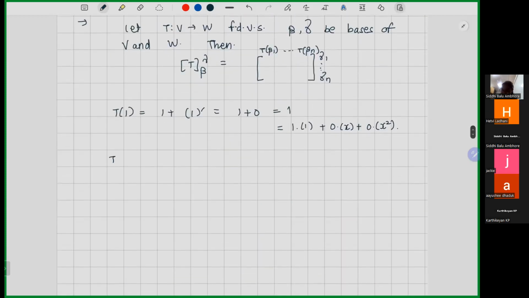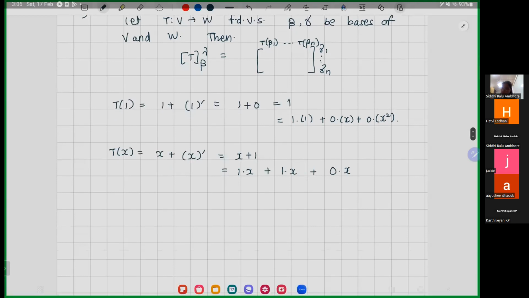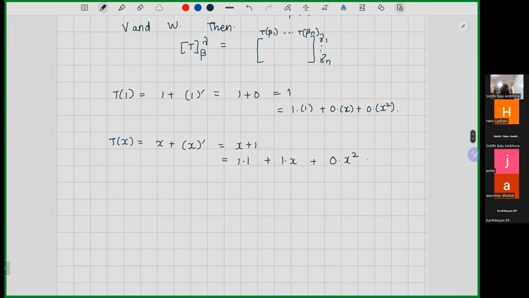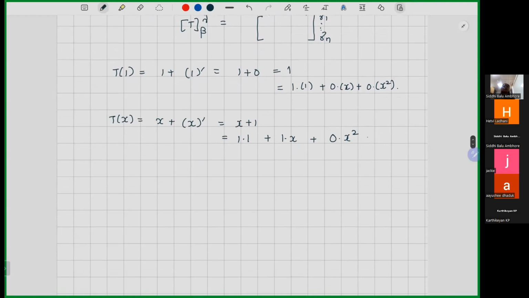Similarly, I have to do this for x as well. So what is T of x? It is x plus x', that is differentiating x, so it is x plus 1. Writing this as a linear combination of 1, x, x square, it is 1 times 1 plus 1 times x plus 0 times x square. It's okay, right? You can hear what I'm saying.